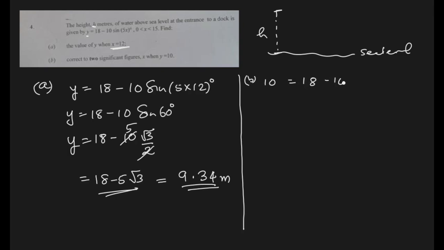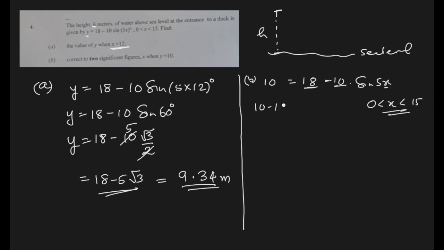18 minus 10 sine 5x. Okay, so we have to find x, but the value of x has to be between 0 and 15. Just keep in mind. Okay, so first let's take this. Mostly what happens to the students, they subtract 18 minus 10, 8. No, don't do that. 10 is multiplying with sine, so we can't do that. This 18 has to come here.